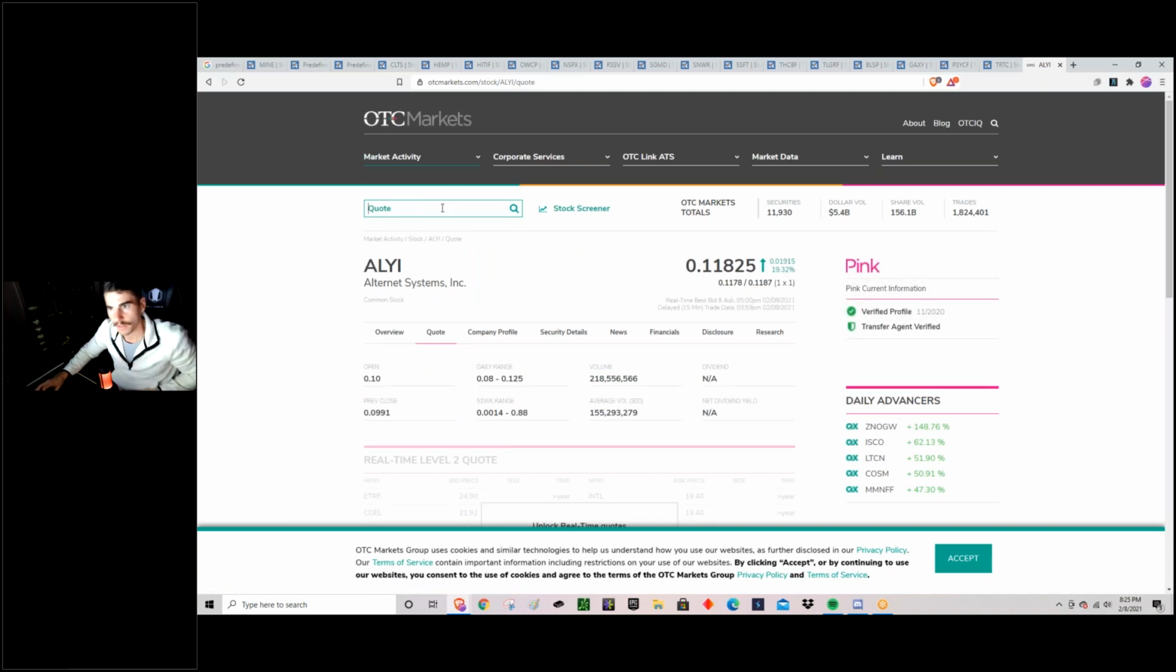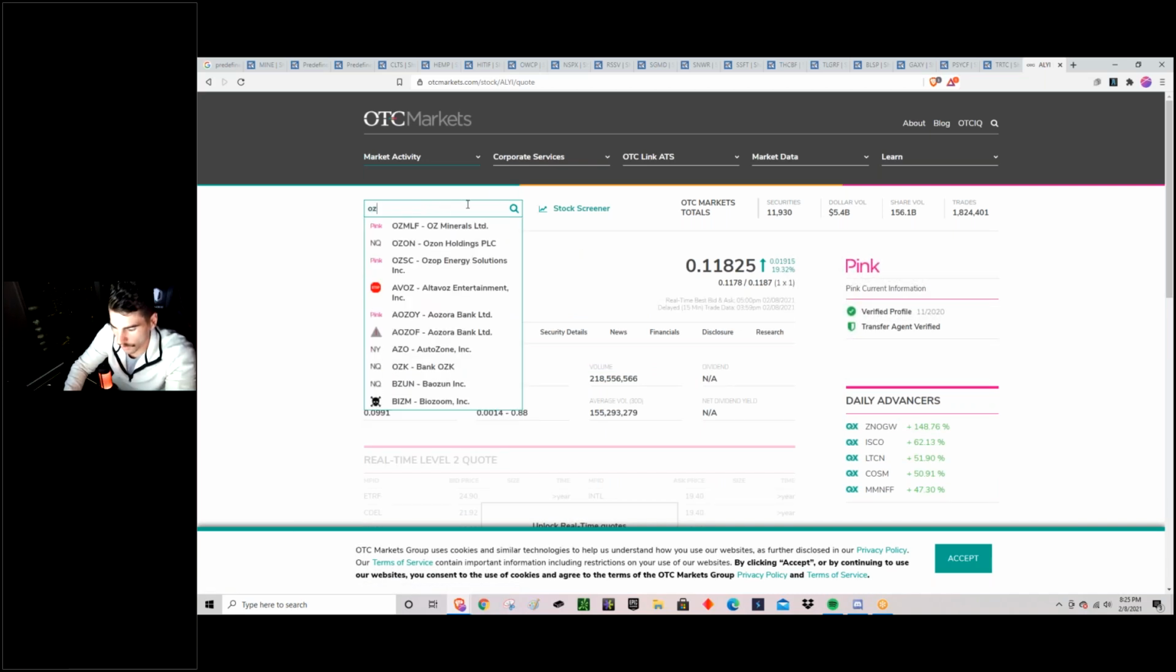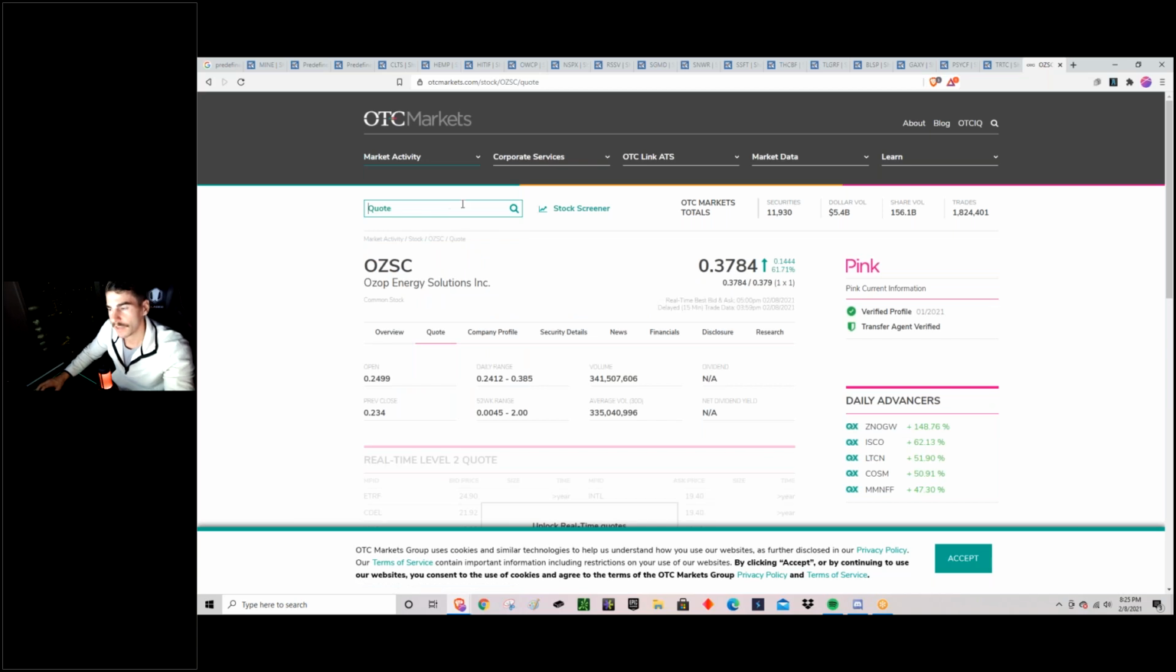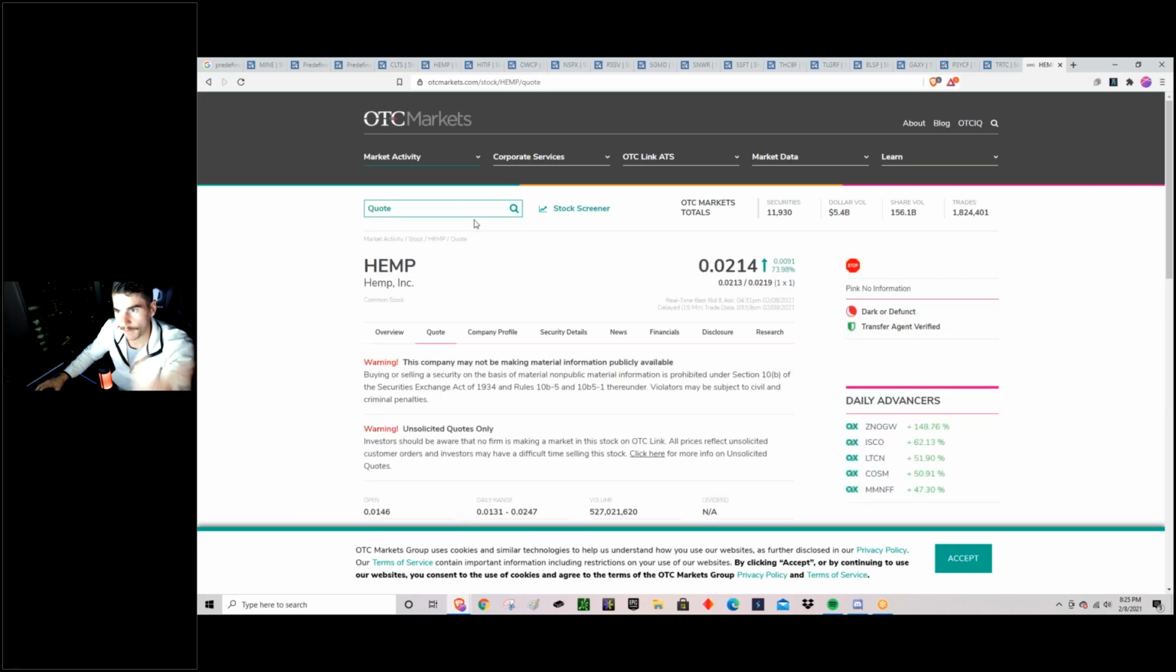ALYI, pink. OZSC, pink. You'll also get the most liquidity and the best sustained runners in a pink. What is hemp? Yeah, see, hemp is stop. Pink, no information. To me, it's dark. They're not reporting. They're all sketchy, but these ones are especially sketchy.